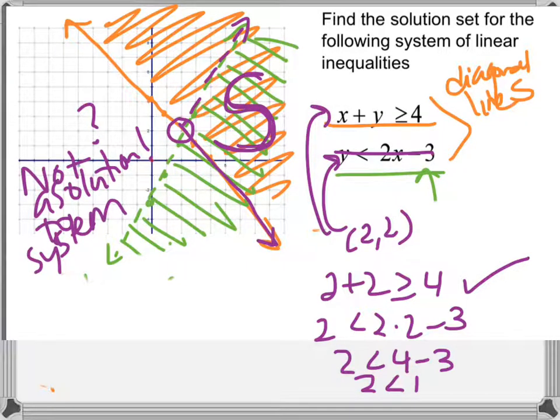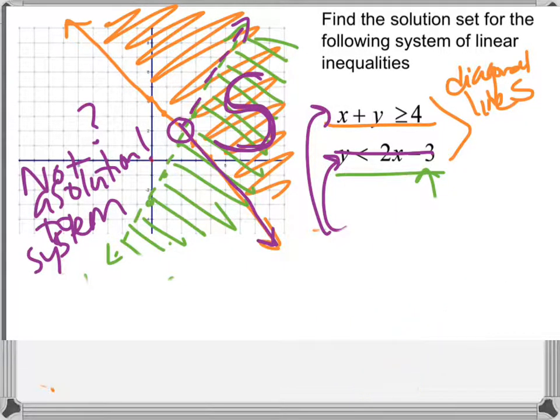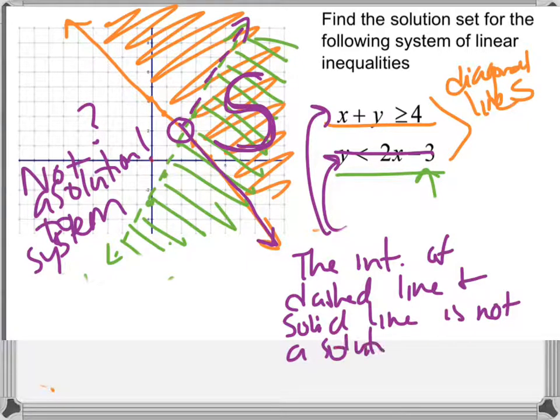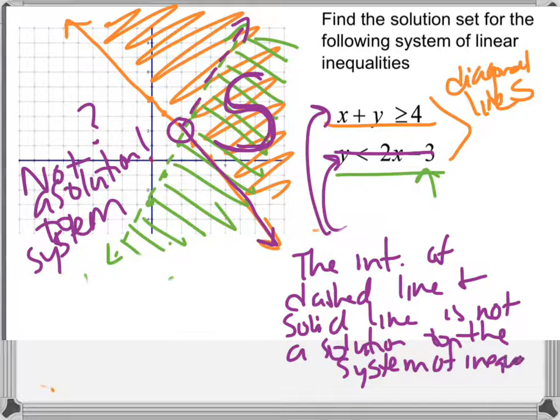Okay. Now, so the conclusion here is that the intersection of a dashed line and a solid line is not a solution to the system of inequalities. Okay, no, it's not a solution.